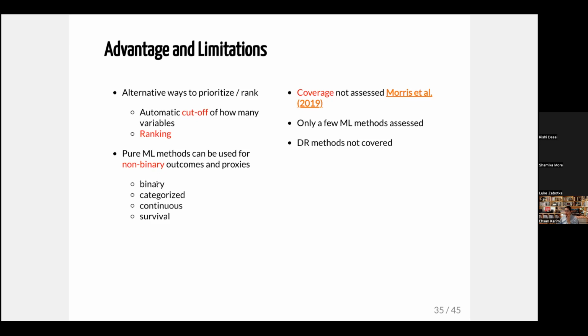But the greatest advantage of this method is that you do not have to be restricted to binary confounder, exposure, and outcome. Using the pure machine learning method, you can deal with any type of variables you want.